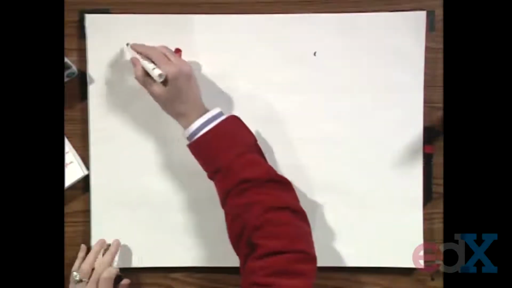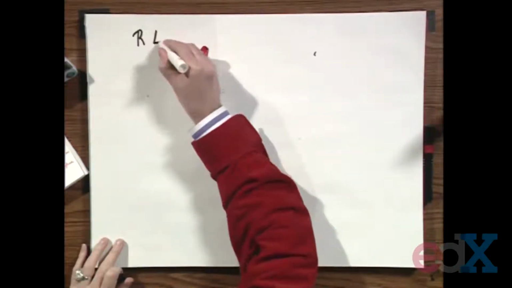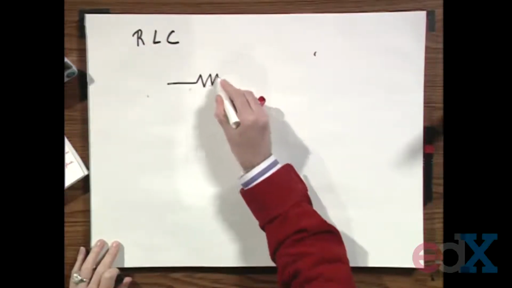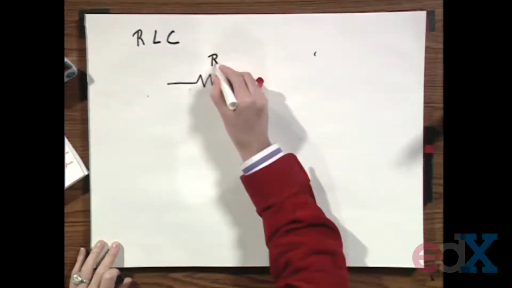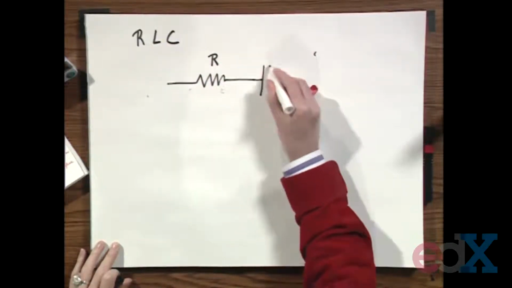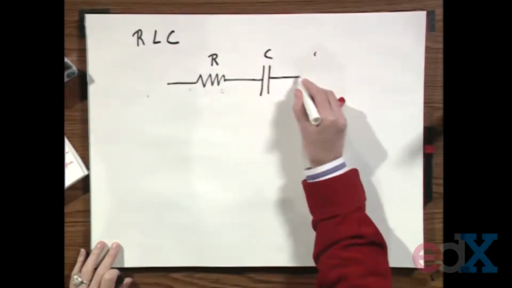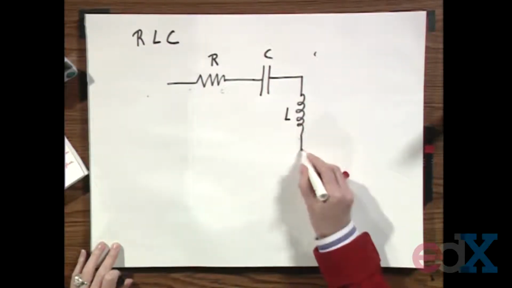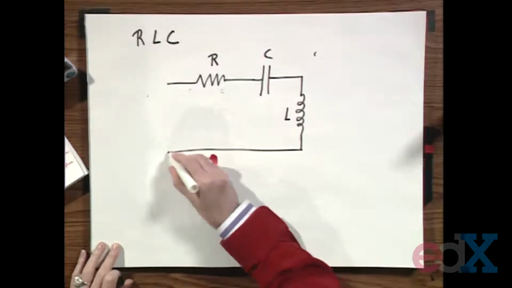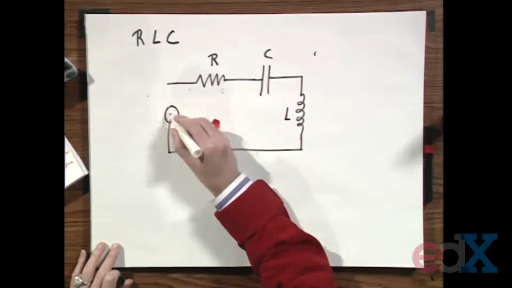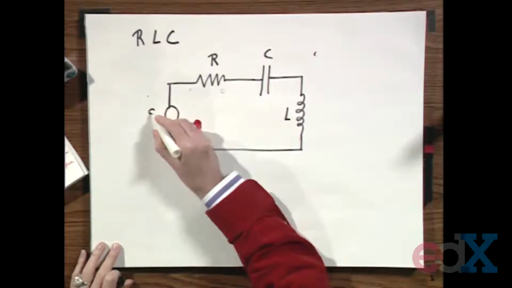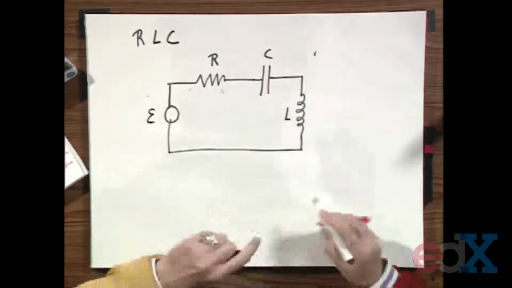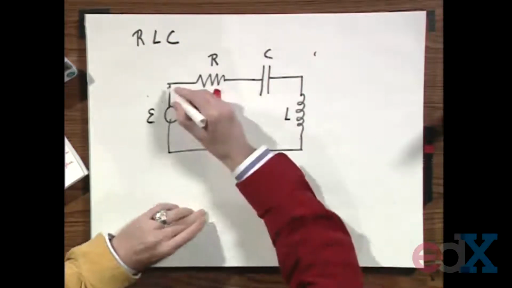First, let's review RLC circuits. RLC circuits in series. I have here a resistor, a capacitor, and a self-inductor, L. And here I have some kind of a voltage source. I call it E. And it could have various different natures, as we will see very shortly.